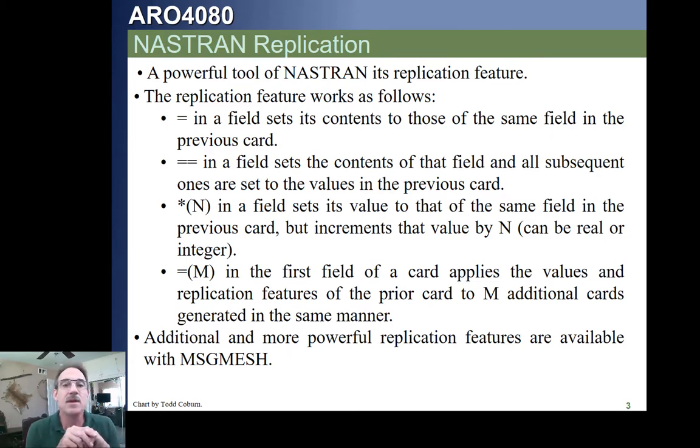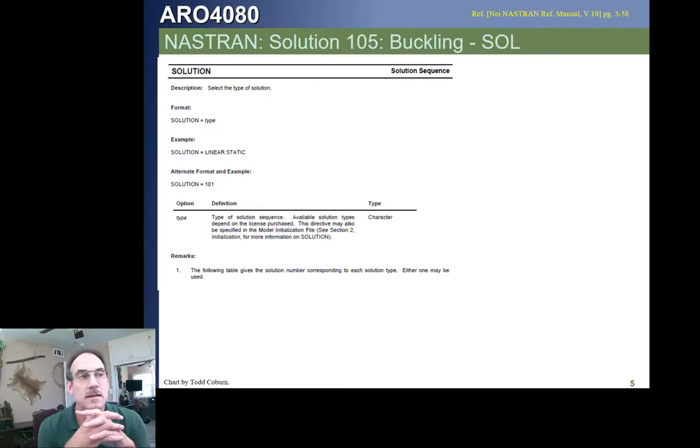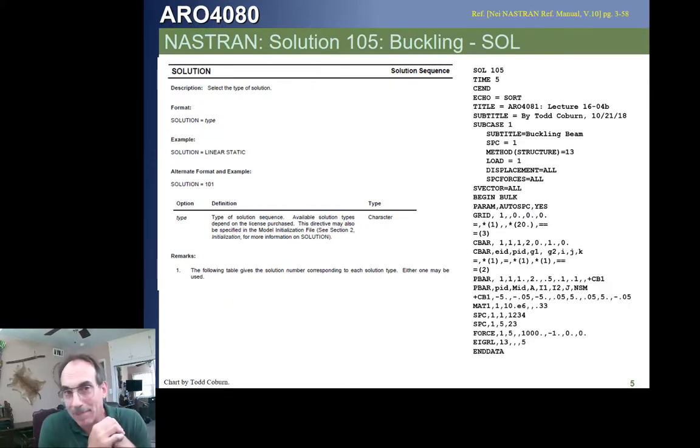One caveat: replication doesn't appear to work in Autodesk NASTRAN. It looks like they do not recognize that feature. It does work with other versions of NASTRAN, maybe not all of them. So if you are using the MSC, the MacNeal-Schwendler version of NASTRAN, then replication should work for you. If you use NX NASTRAN, then this should work for you. If you use Autodesk, I don't believe it will work. Okay? So now we're going to look at buckling.